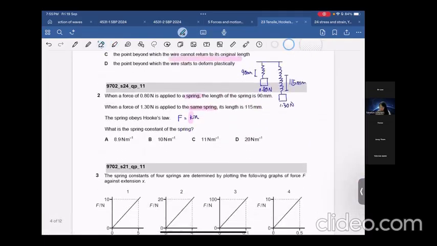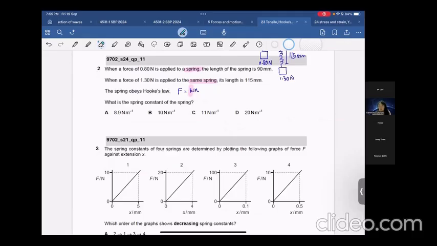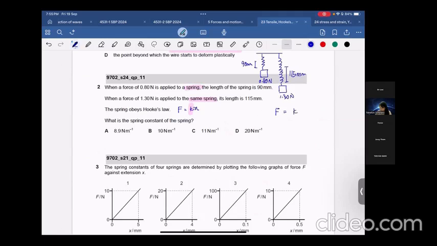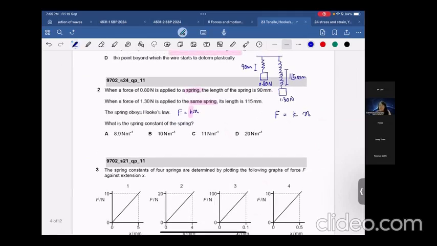Okay, for the C, like dear, let me have a look. Okay, correct, Vashini. Same as me. F equals Kx, dear. Just now I applied 0.8, now I apply 1.3. What is the extra force applied on this same spring? So I can use 1.3 minus 0.8. K is the spring constant, and X is the extension.